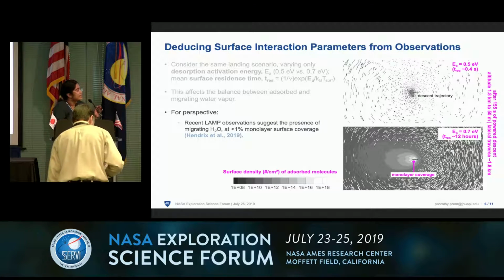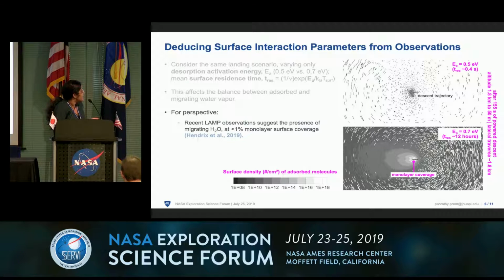And just to put the numbers here in perspective, the region within which we have more than a monolayer is outlined here. LAMP observations have recently detected much smaller amounts of water at less than 1% monolayer surface coverage. So this is something that is potentially detectable and scientifically interesting if we can do so.